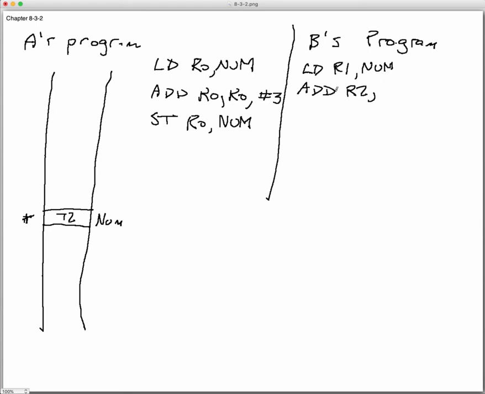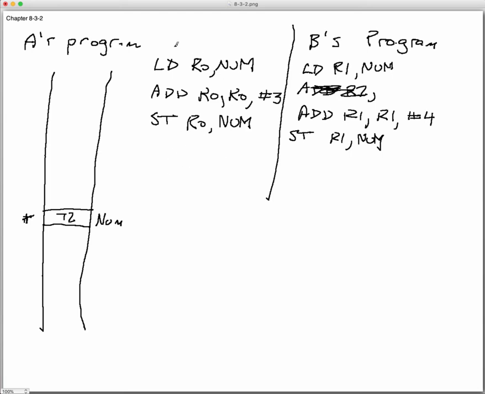let's see, I'm sorry, that's a mistake. Let's add to R1, and 4. And now let's store R1 back at num. Okay? And the thing is we can imagine the following thing happens.